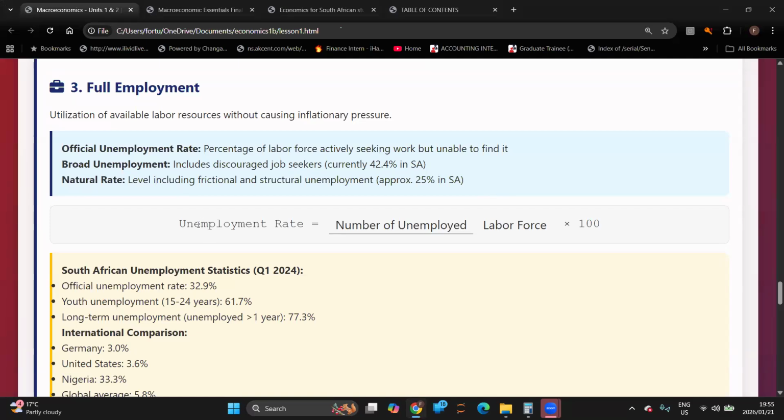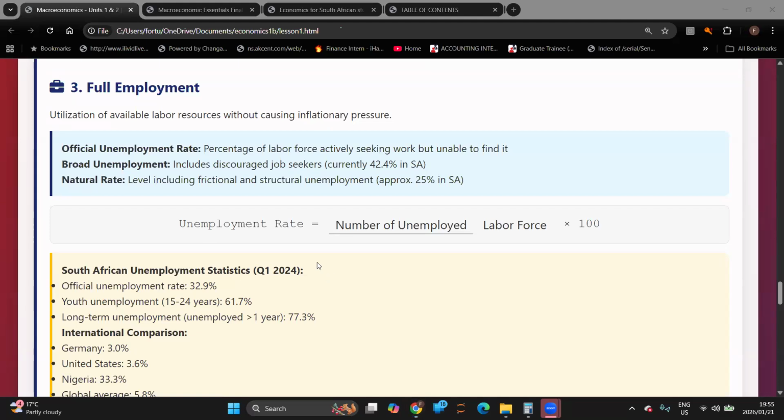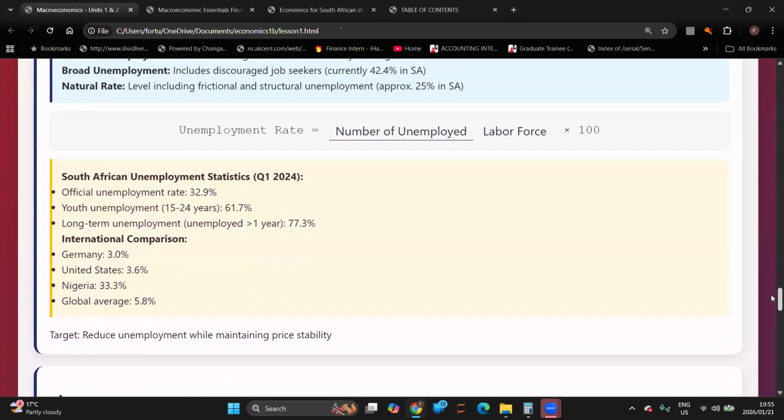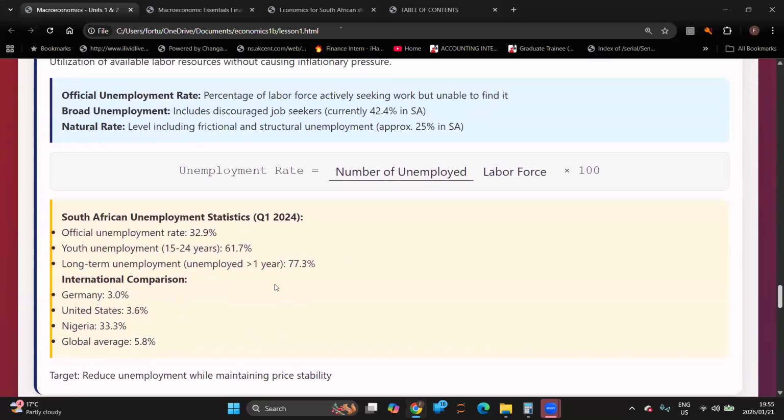So unemployment rate is calculated as the number of unemployed individuals divided by what we refer to as the labor force. So the labor force is made up of both the unemployed individuals plus the employed individuals. So in terms of that, you would have a calculation of the unemployment rate. So for international comparison, in Germany, they have a 3% unemployment rate. The United States has 3.6%, Nigeria 33.3%. The global average is 5.8% in terms of the unemployment. So this is as at 2024.